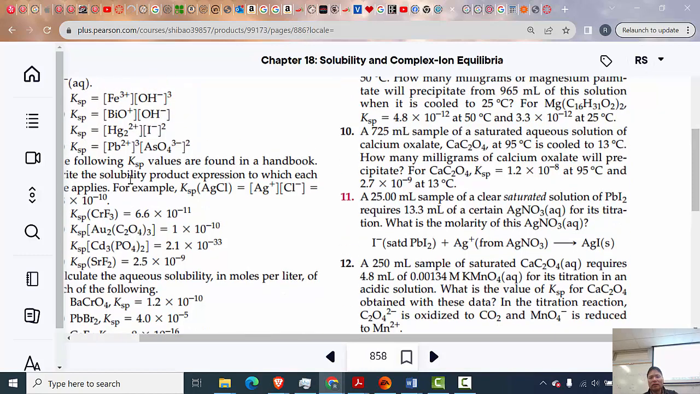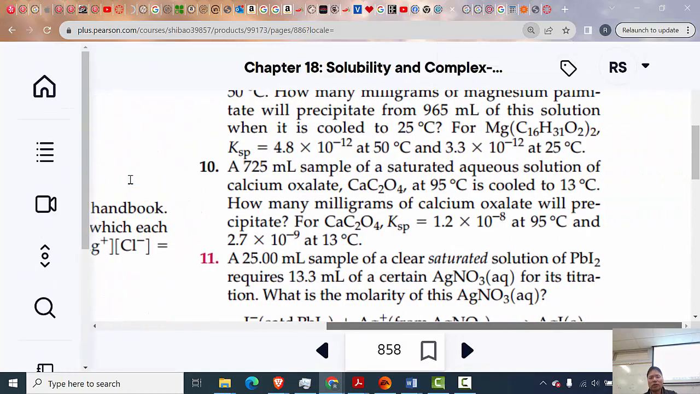In chapter 17, we dealt with the acid-base titrations. In chapter 10, we're going to have a couple of other types of titrations here.